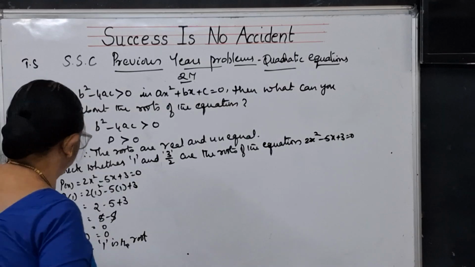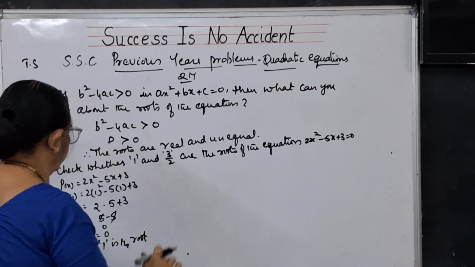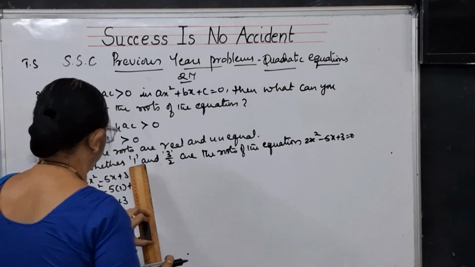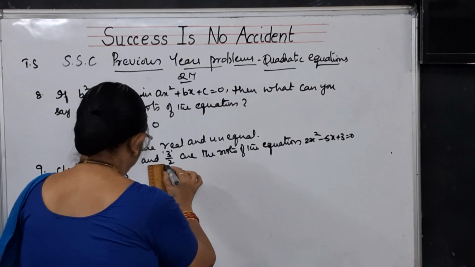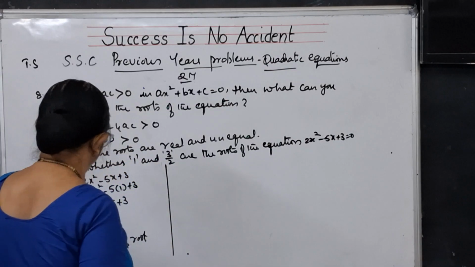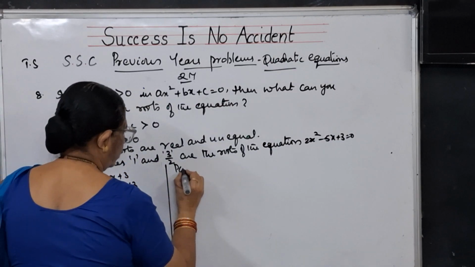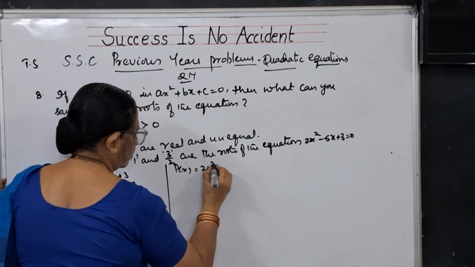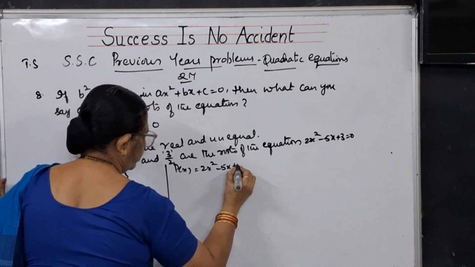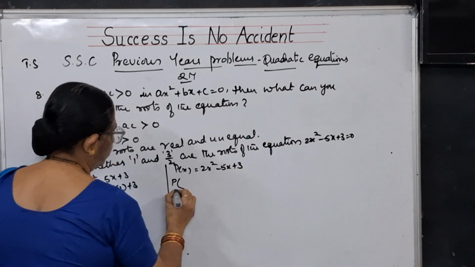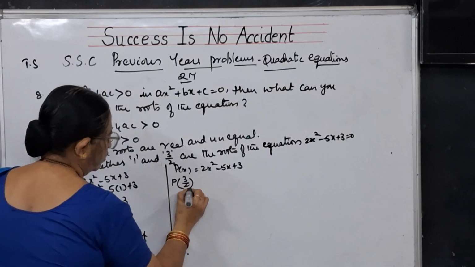Okay, so 1 I have done. I have taken P of x. Don't write e is equal to 0, children. This is about P of x. Now again, I am taking P of x is 2x square minus 5x plus 3. Now I am supposed to find out P of 3 by 2.